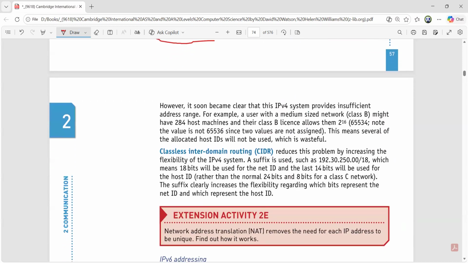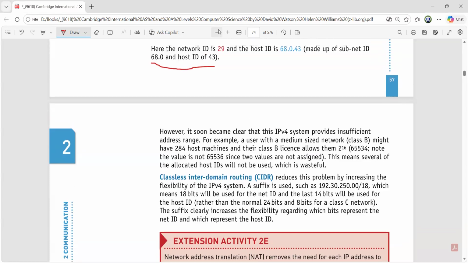Now you can see for yourself, it becomes clear that the IPv4 system provides an insufficient address range. That is what we talked about right now. For example, a user with a medium-sized Class B network might have only 284 host machines, and the Class B license allows them 65534 machines, which means that they will not be able to be accessed properly.